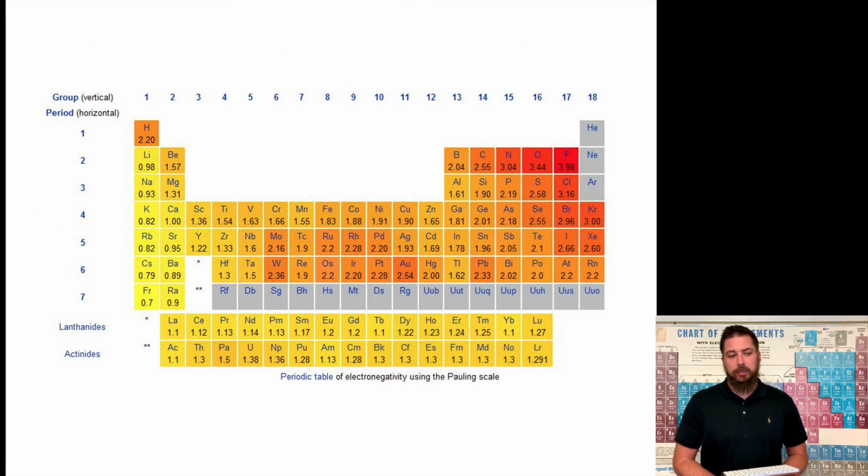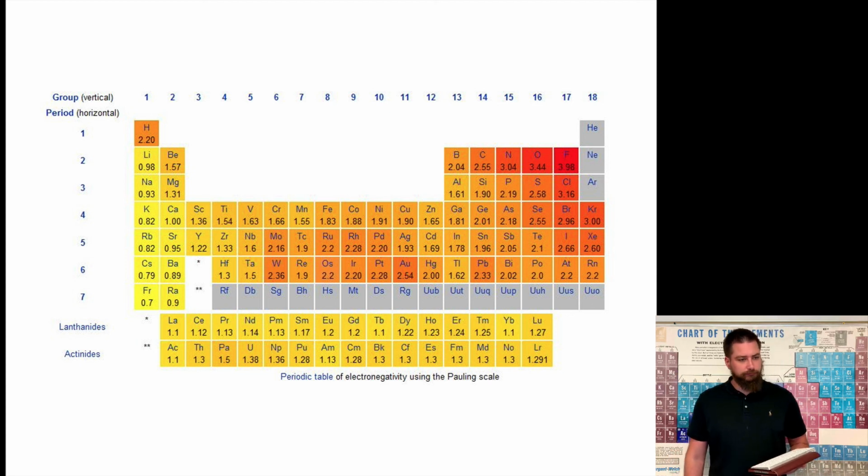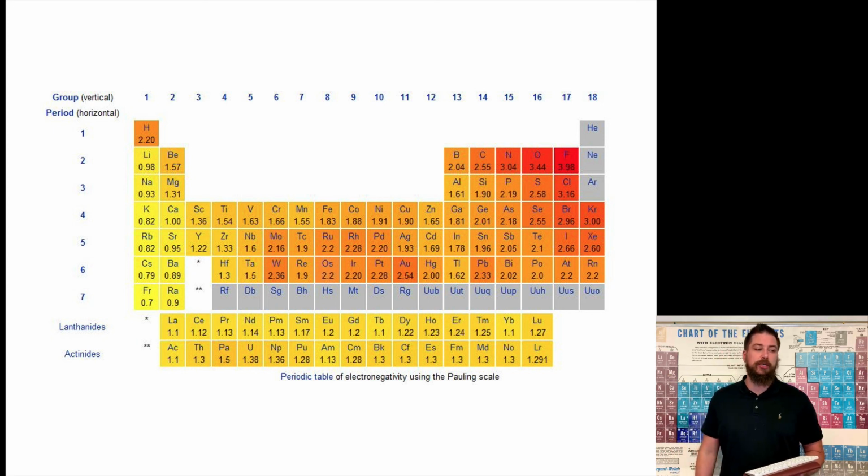And so take nitrogen and fluorine, that is a 0.94 difference, so that would make a polar bond. Look at nitrogen and phosphorus. Nitrogen and phosphorus will make a polar bond as well. Fluorine and chlorine will make a polar bond because those are within that 0.4 to 1.7 range. And then also look at hydrogen. Hydrogen's 2.2.